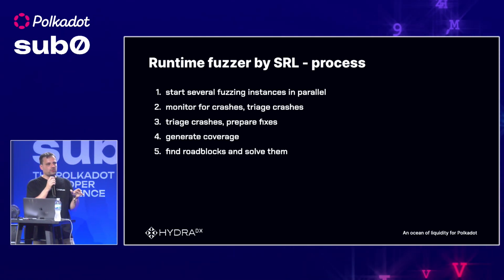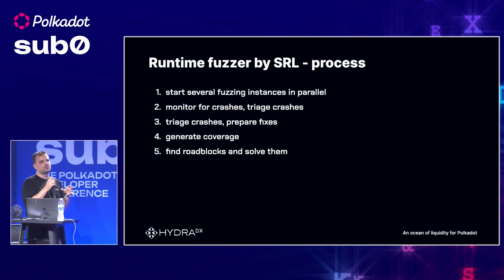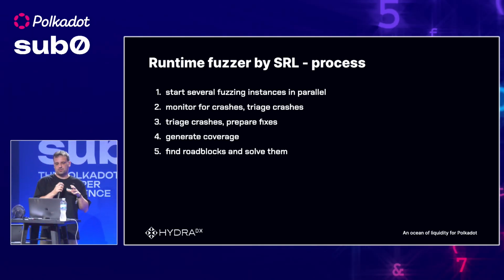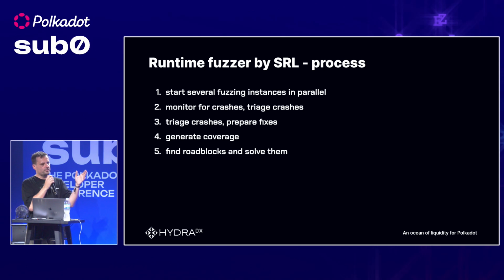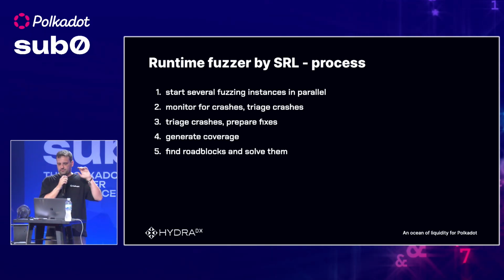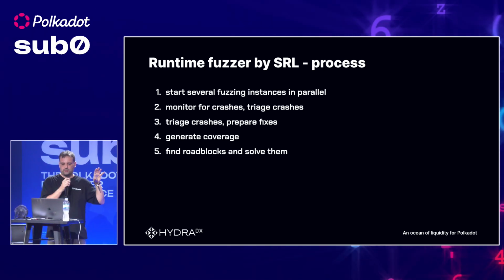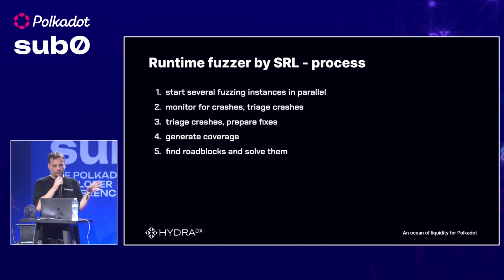It has one shared corpus. That means all the seeds it uses are shared between all these instances. So each instance of the fuzzer can choose a seed from one seed or input queue, right?